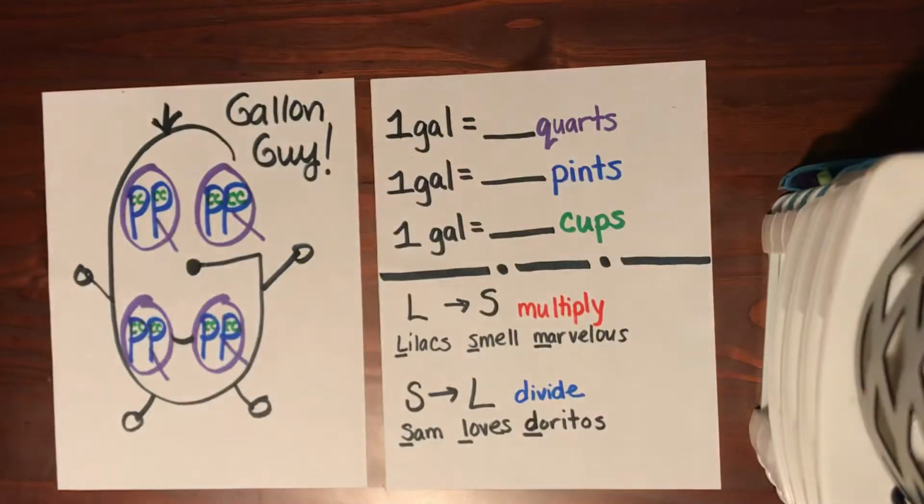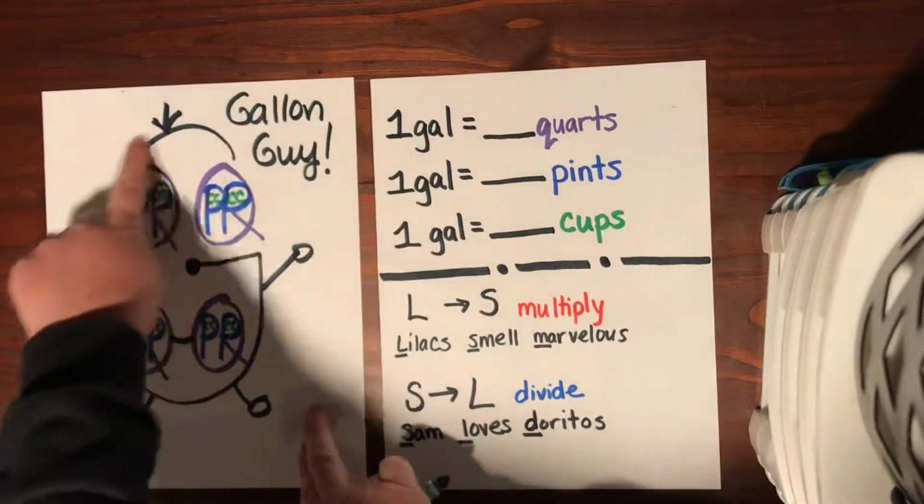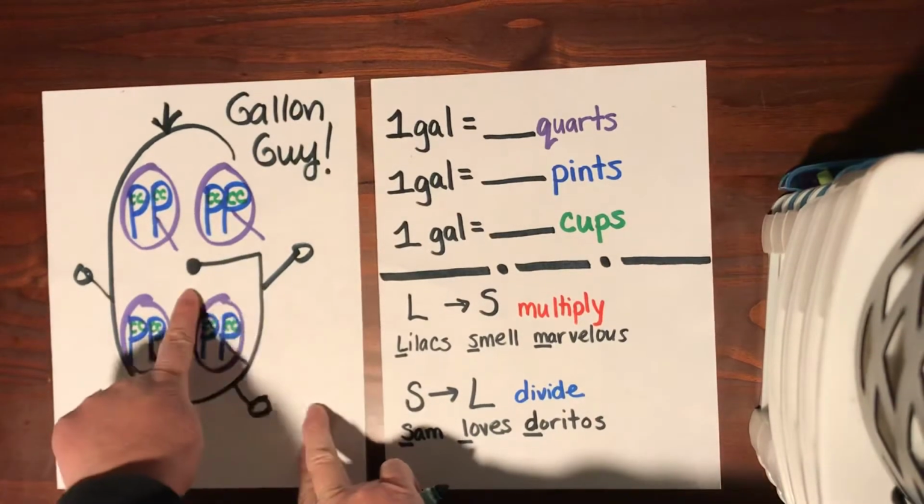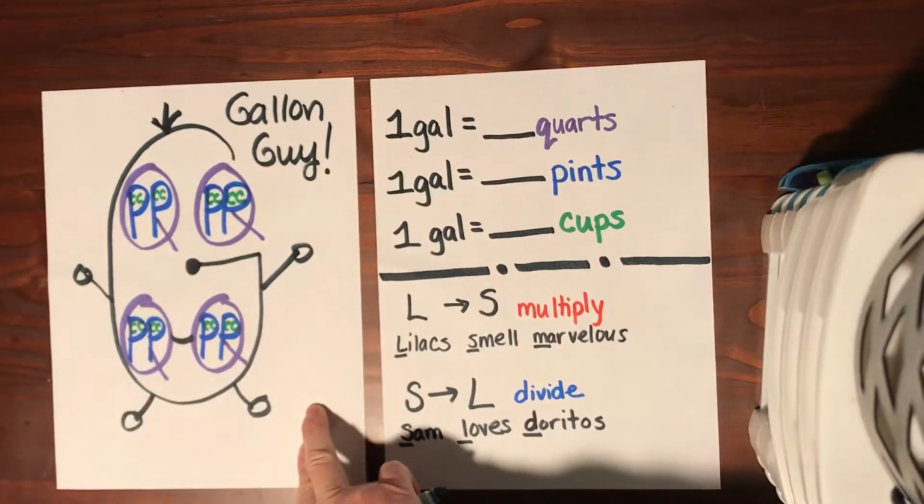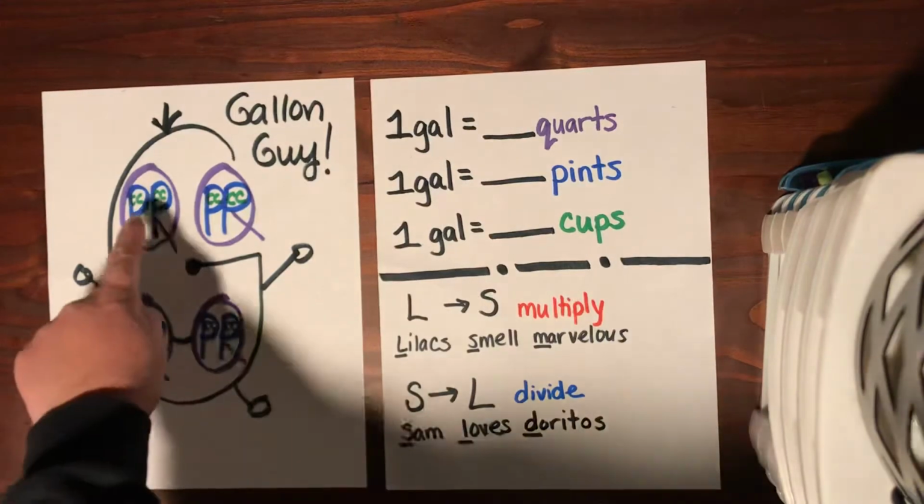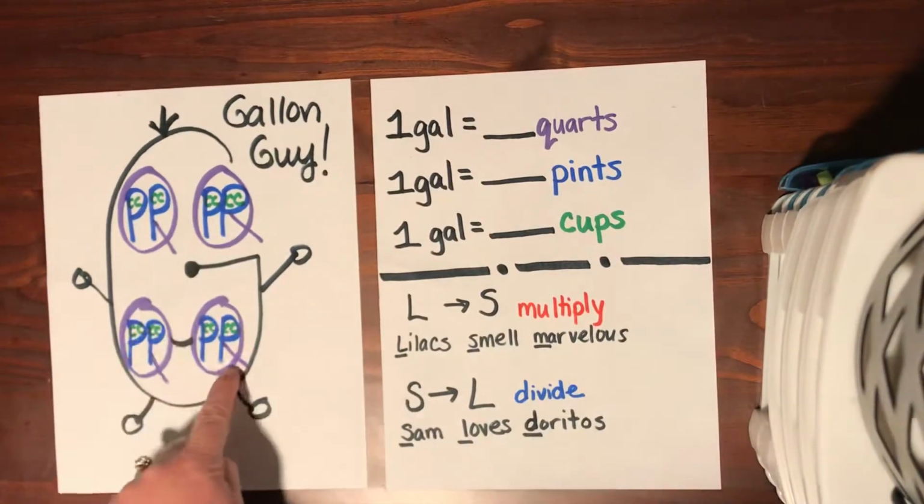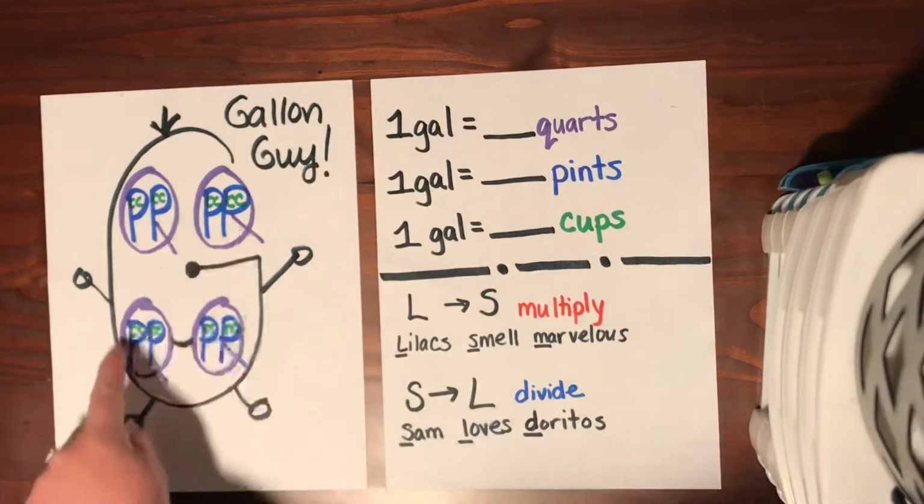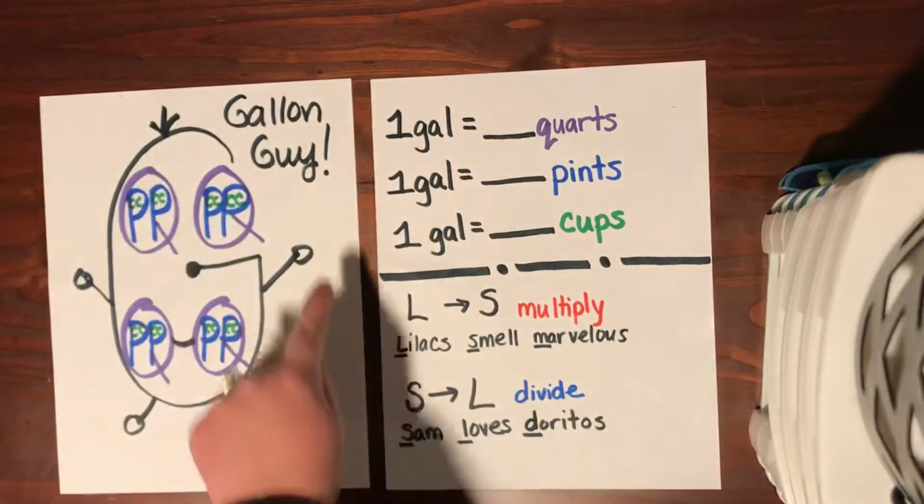So if you look over here at Gallon Guy, 1 big gallon equals how many quarts? Well, let's just add up the Q's. 1, 2, 3, 4. So there are 4 quarts in 1 big gallon.